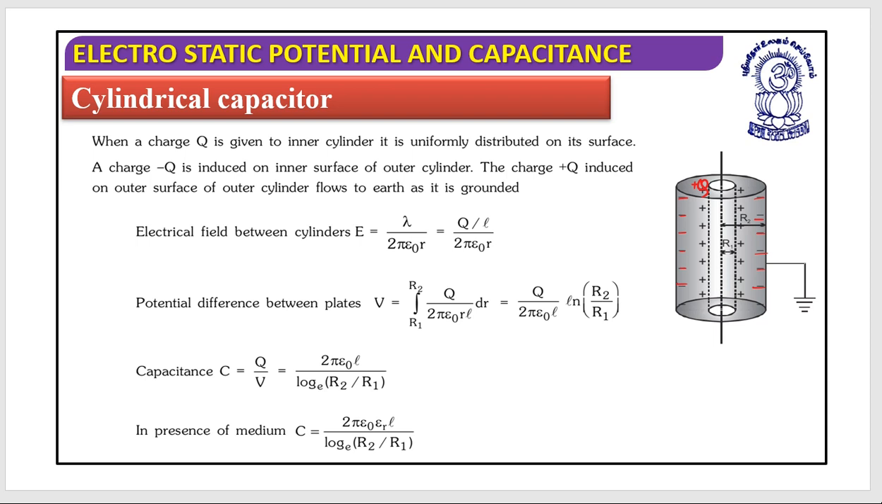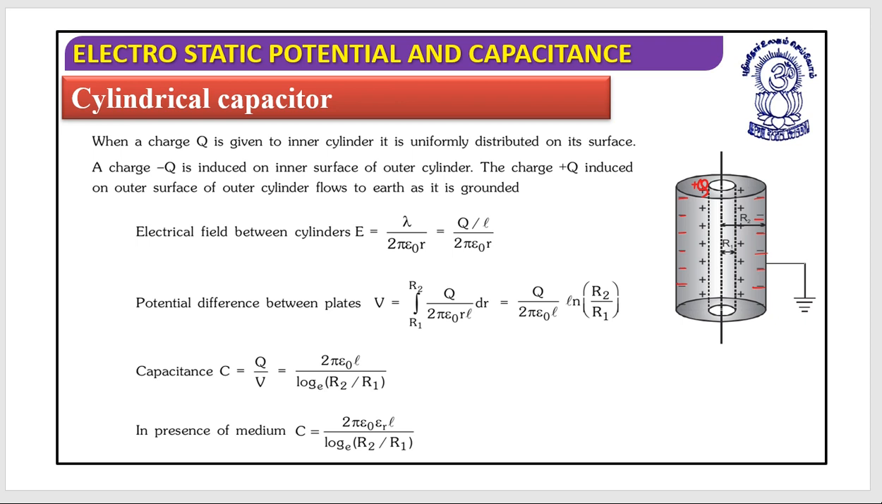So two cylinders are there. Presently it has not been filled with anything, so there must be air within this. And the outer cylinder has been grounded. So I basically have two plates, with charges of plus and minus.